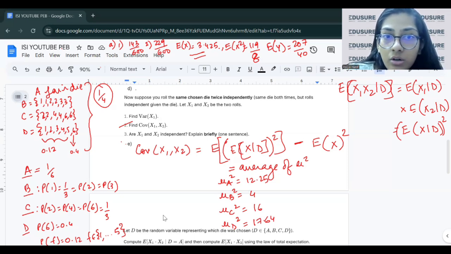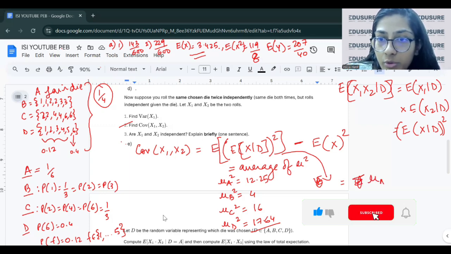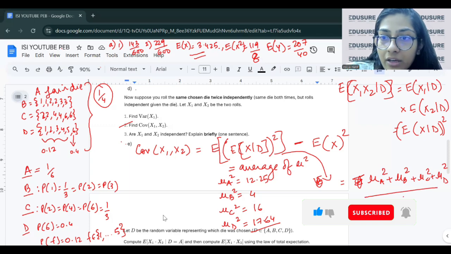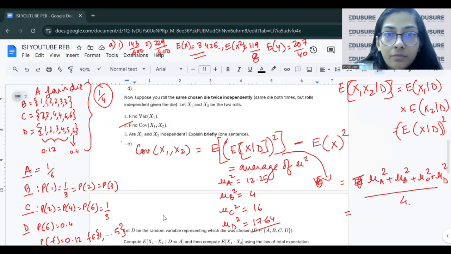So we have to just add these and divide by 4. This value is going to be 12.25 plus 4, so basically summation of mu a square plus mu b square plus mu c square plus mu d square by 4. This value is equal to 12.4275. And your expectation of x square is going to be what?